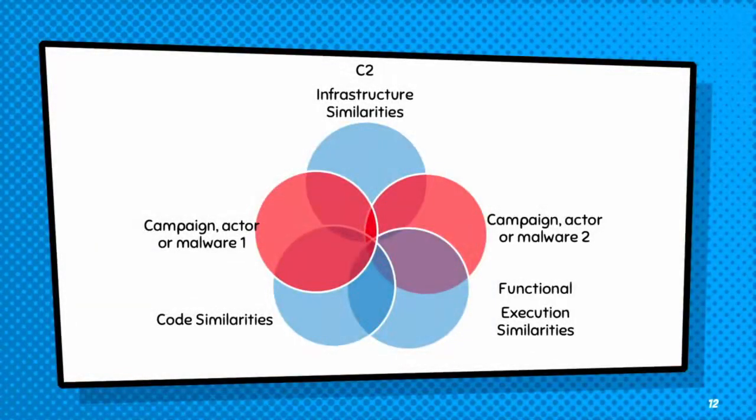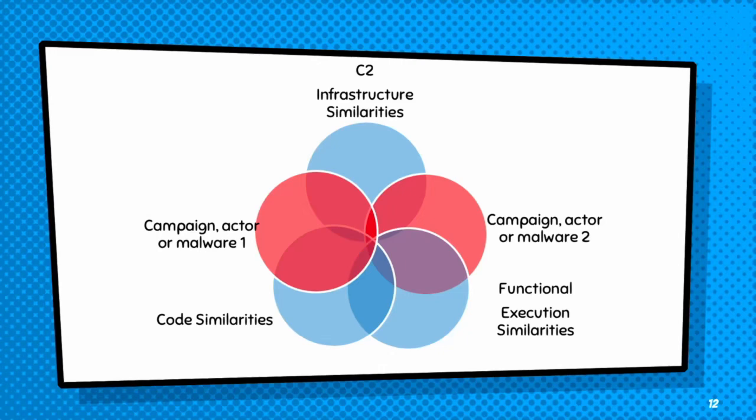One thing I like to talk about is kind of general grouping and pivot points. What I'm trying to show here is that we have two independent or possibly independent campaigns and actor groups. Those are the red circles. I think those are red. I'm colorblind, so I think, is that red? Okay.